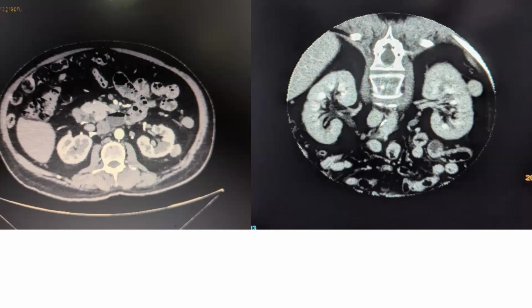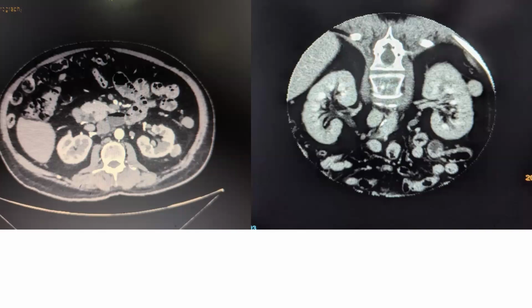Or either you can just put upper 1/3, mid 1/3, lower 1/3 by equally dividing the length of the kidney. But on the CT scan, I think the Hilar lines, where they cross horizontally, make upper, mid, and lower pole. Okay, sir.